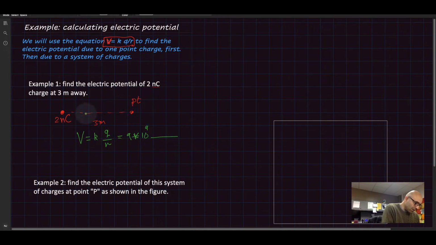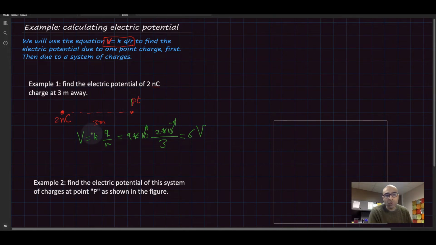Q is given to be 2 nanocoulombs, so 2 times 10 to the minus 9. And the distance is 3, all right? So let's do some calculations. 10 to the minus 9 with 10 to the power 9, they become 1 if you multiply them with each other. 9 times 2 is 18, divided by 3, so that's an easy calculation of 6 volts. So that's the potential of 2 nanocoulombs at this point, which is 3 meters away.